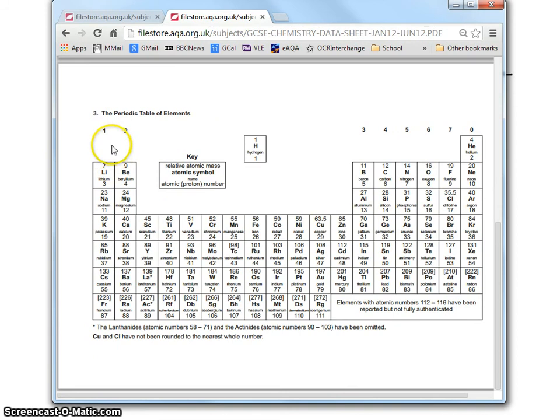So the formula of all of the ions, you should hopefully have noticed that the group 1 elements here, they all have 1 electron in their outer shell. Group 2 elements have 2 electrons in their outer shell. Group 3, 3 electrons in their outer shell.